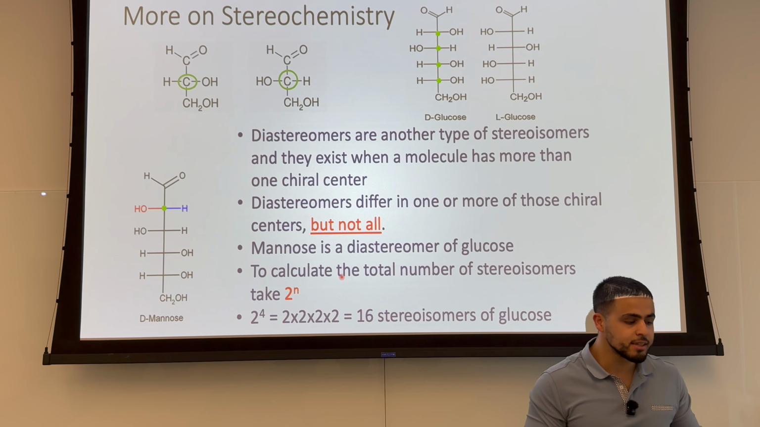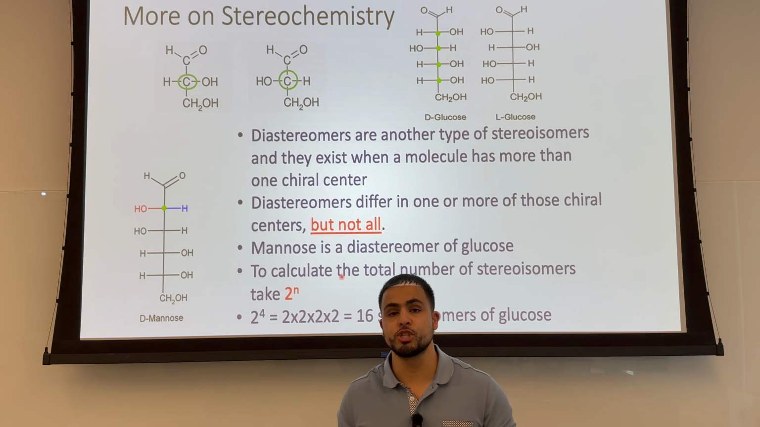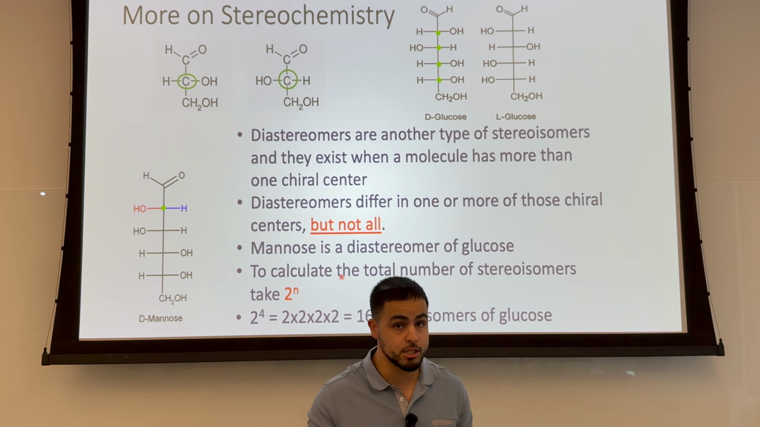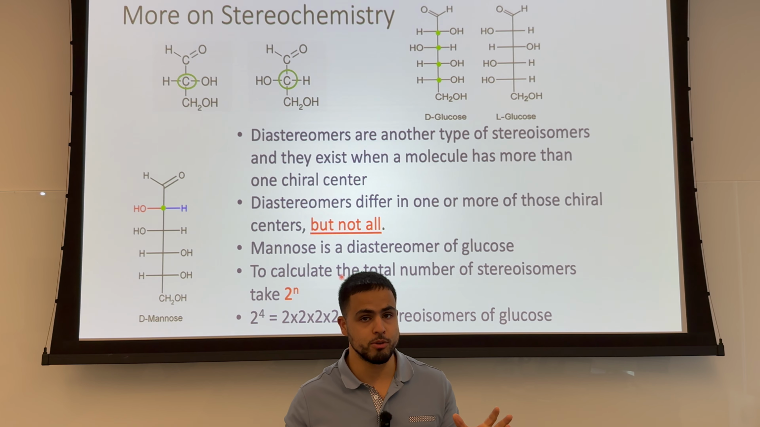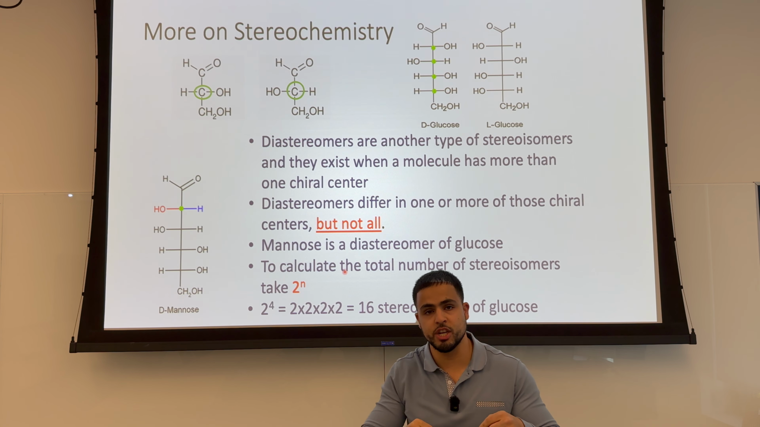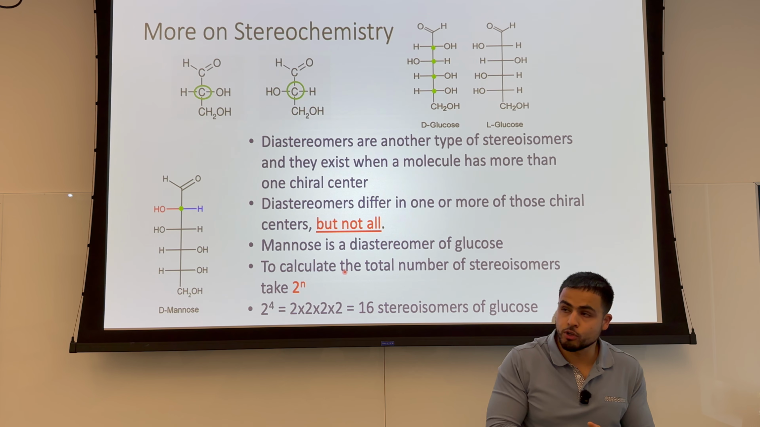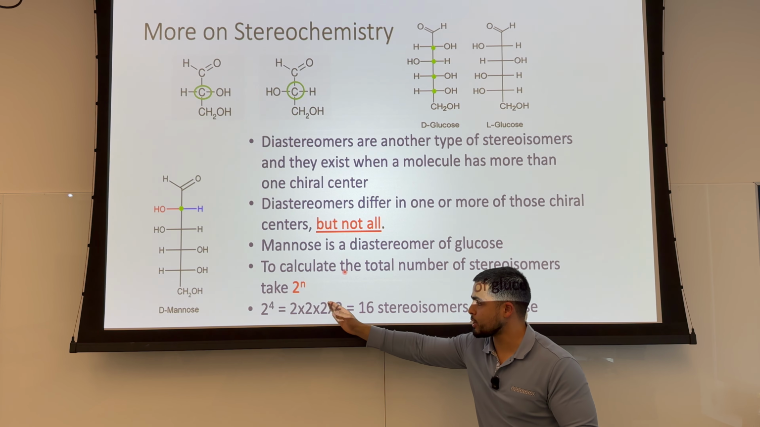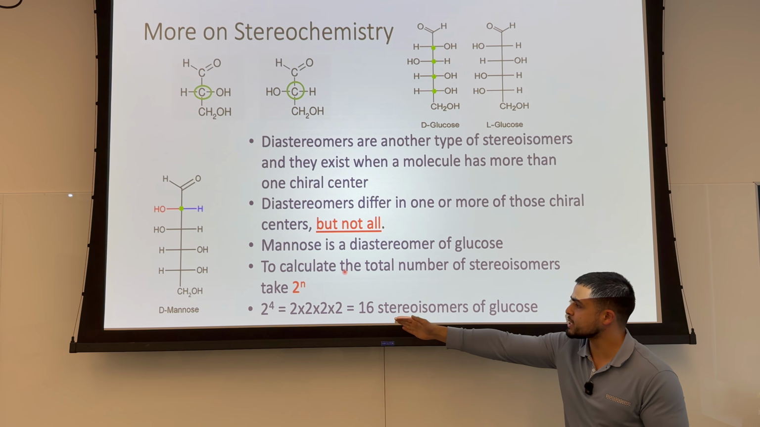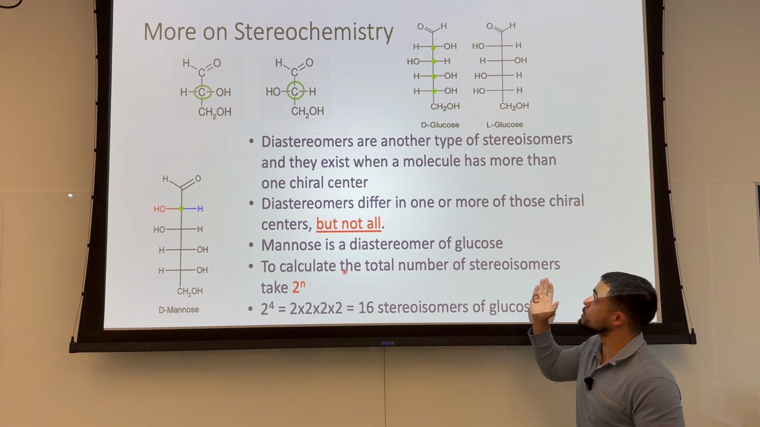Okay, now to calculate the total number of possible stereoisomers, not the possible diastereomers or the possible enantiomers, you're going to use a very simple equation, 2 to the nth power, where n represents the number of stereocenters that you have. So in the case of glucose, it's going to be 2 to the 4th power, so that's just 2 times 2 times 2 times 2, which equals 16. So you have 16 stereoisomers of glucose.